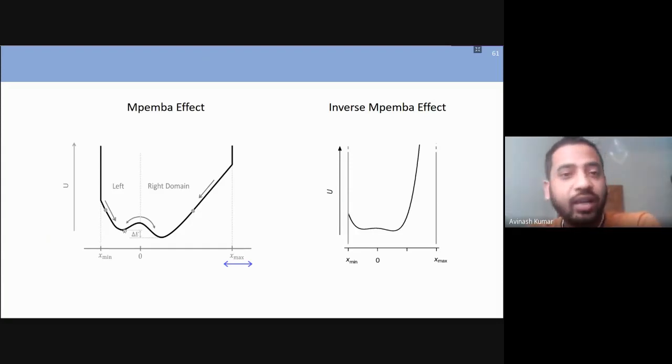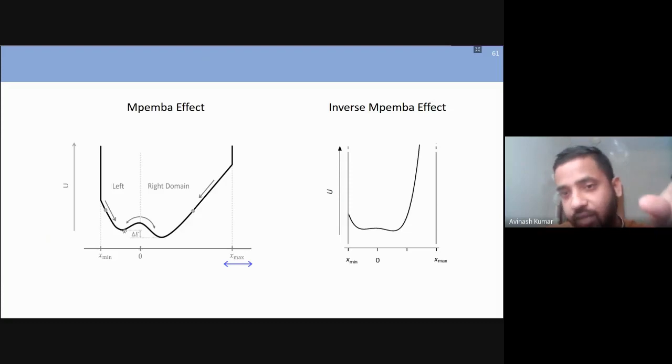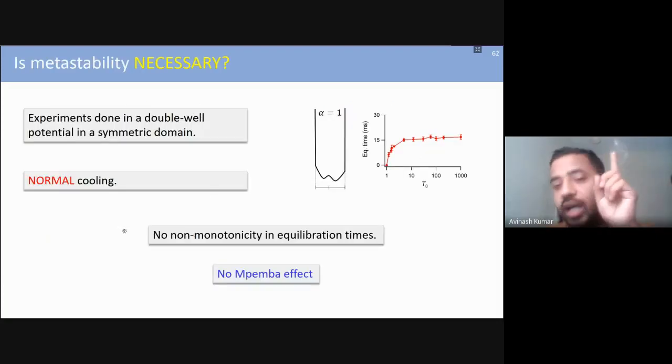And then we decided, okay, let's start to remove these sources of asymmetry. Before that, let me remind you that we had actually done one part of the experiment earlier, when we had the alpha equal to 1 case, where we had removed the geometric asymmetry in our system. And in that case, we had observed that the equilibration time was not non-monotonic. So it was a normal cooling behavior. So no Mpemba effect was observed. So now there is only one source of asymmetry, which is the difference in the energy of the wells.